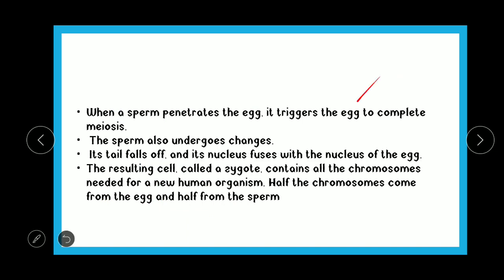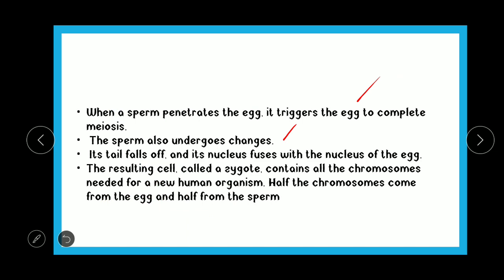As you know, the process is arrested at metaphase 2, so it completes its meiosis to form one egg cell and another, the secondary polar body. And the sperm is also undergoing changes: the tail will fall off. The tail only has the function of providing motility, and after the sperm moves to fuse with the ovum, the role of motility is over.